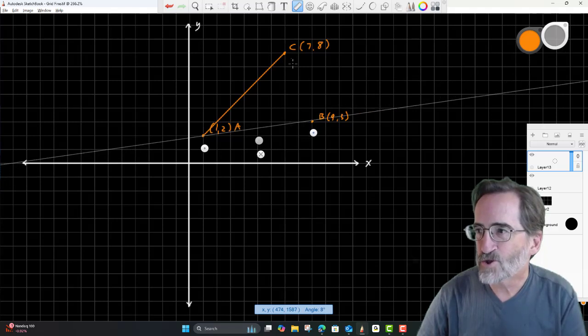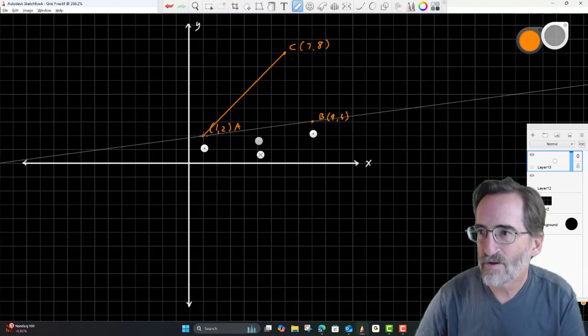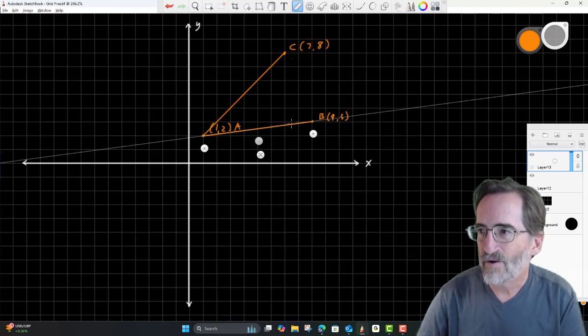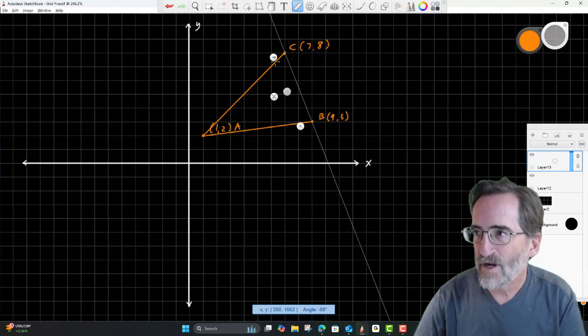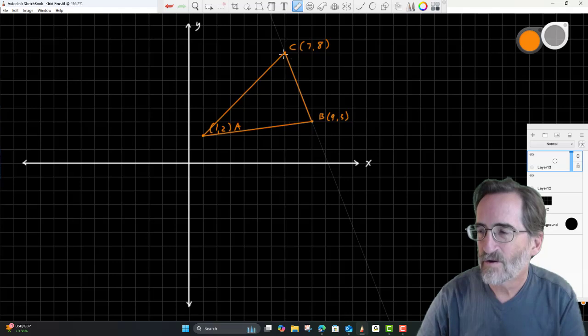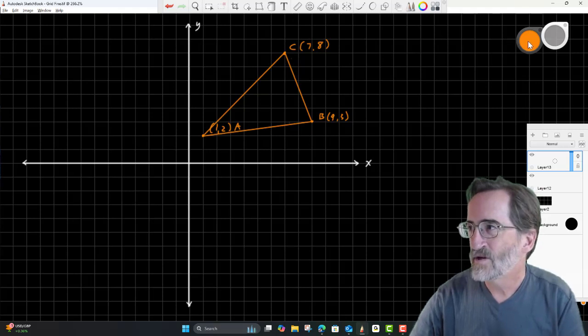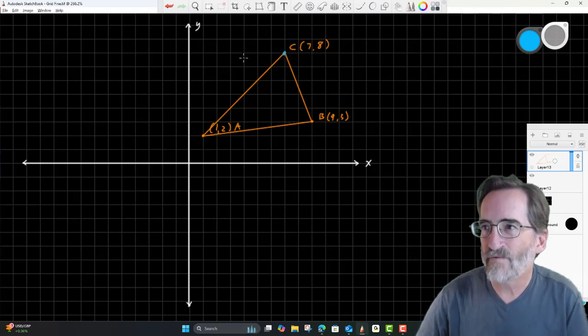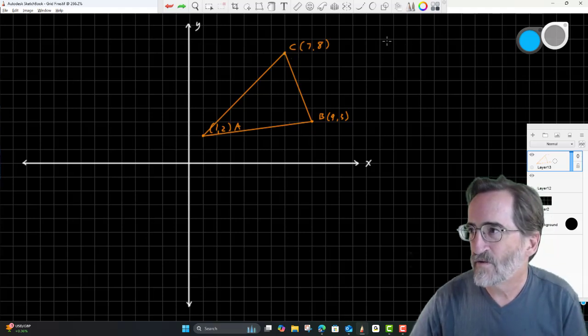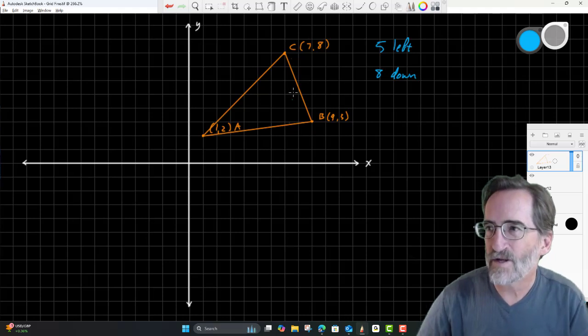Okay, but we can translate, we can slide this left, right, up, down. One way I might do that here is to slide it to the left 5 units. So let me change colors here. I'm going to take point C and translate it 5 units left, and I'm going to follow this rule: 5 left and 8 down.